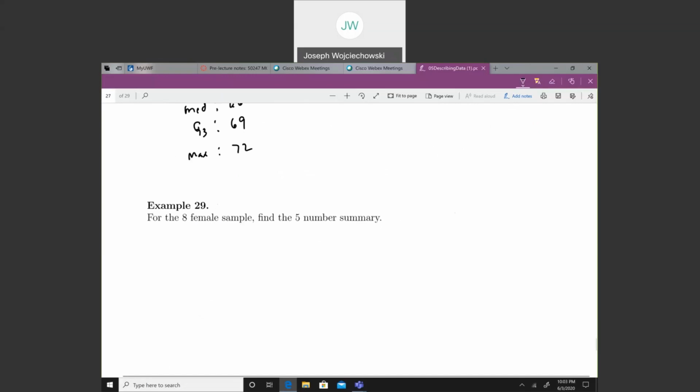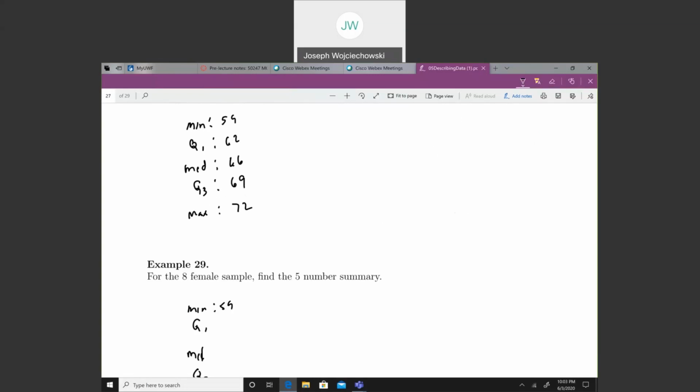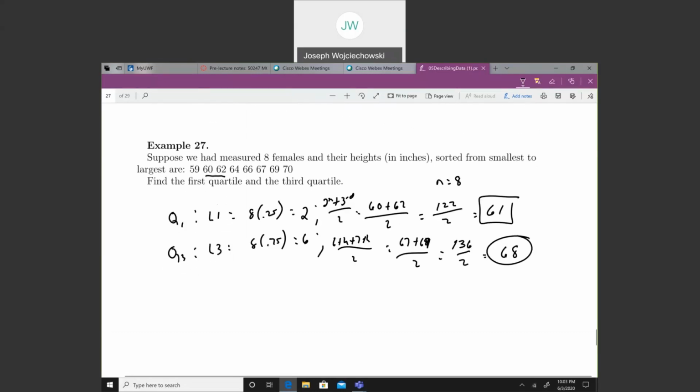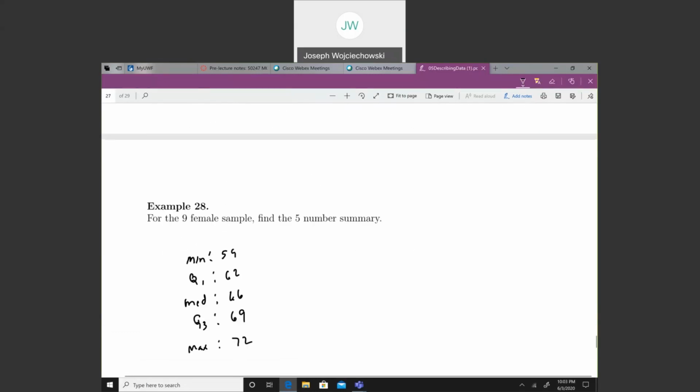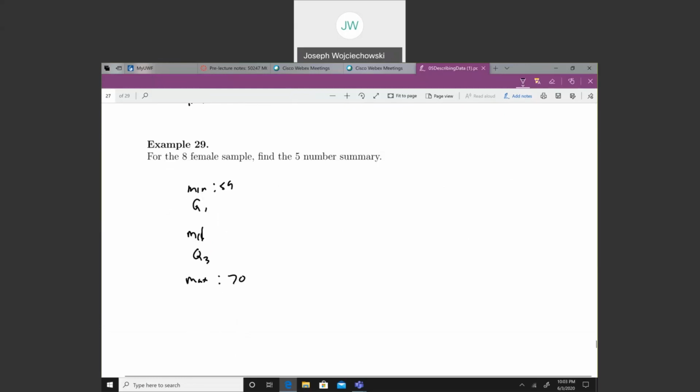Okay, same deal here. We had a min, Q1, a median, Q3, and a max. The max was 70. The min was 59. Q1 was 61 and Q3 was 68.